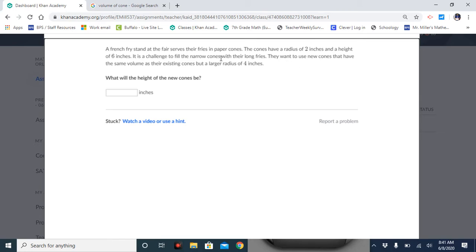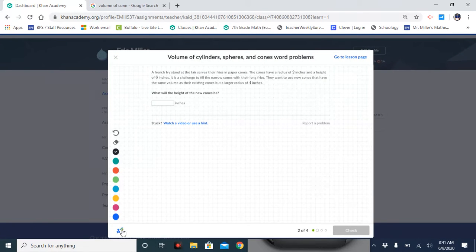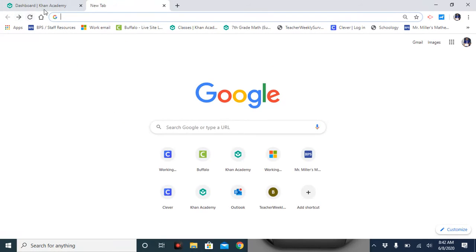So for the other one, they want to have that same volume, but have a larger radius of 4 inches. So I'm going to attempt to do some writing on here. So we have 25.13, that has to be equal to pi, the volume of a cone. Try to show that again.